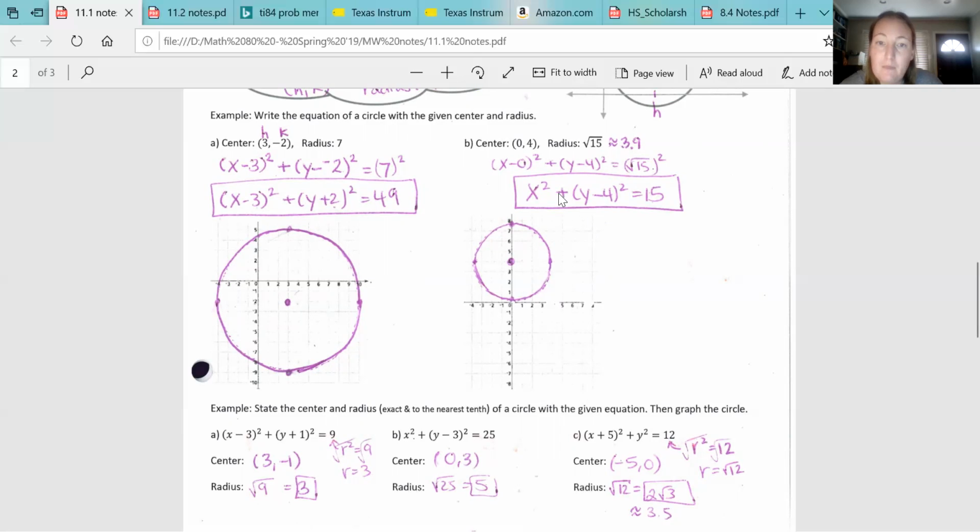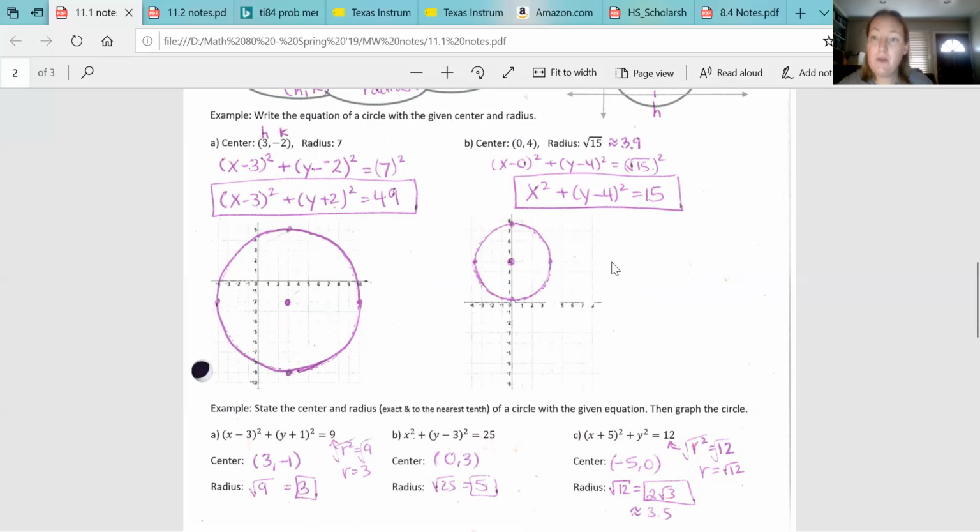For part B, again, you plot your center (0, 4), and this time the radius is the square root of 15, so that's not an exact value that I can plot. I'm just going to have to do my best to approximate what the circle would look like. So root 15 is approximately 3.9, so I went 1, 2, 3.9, almost 4 units away, again, to the right, left, up, and down to make some guiding points to make my circle.